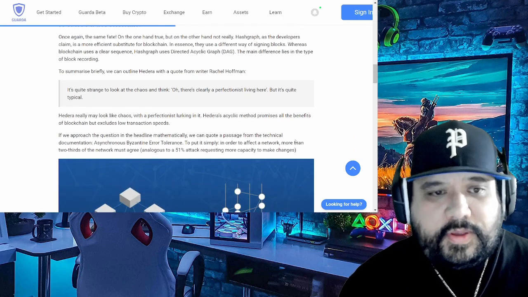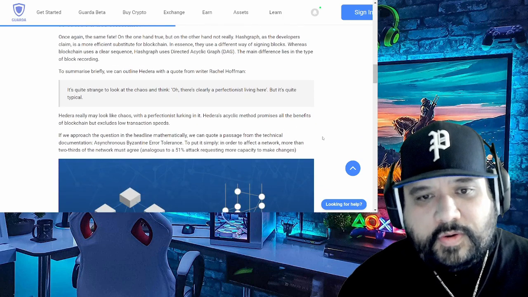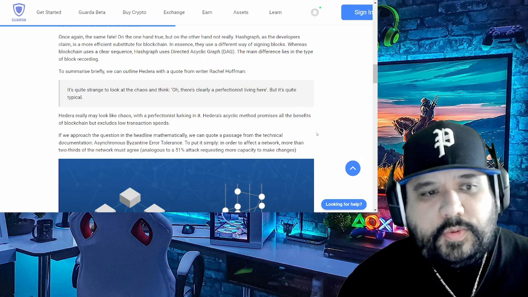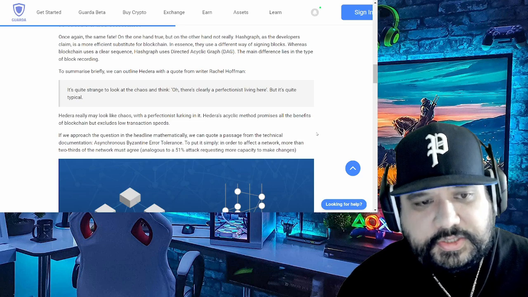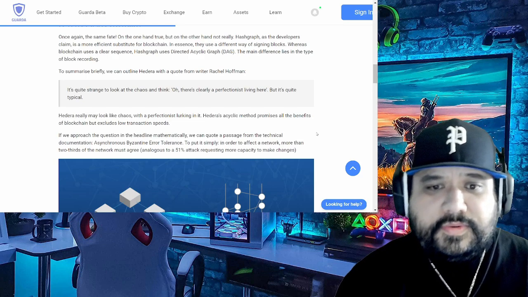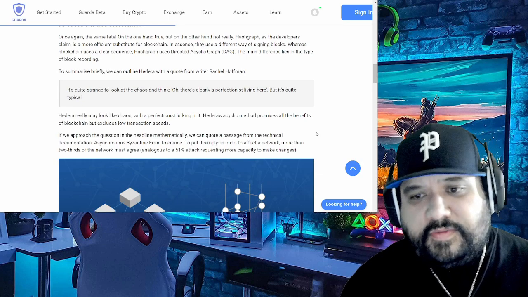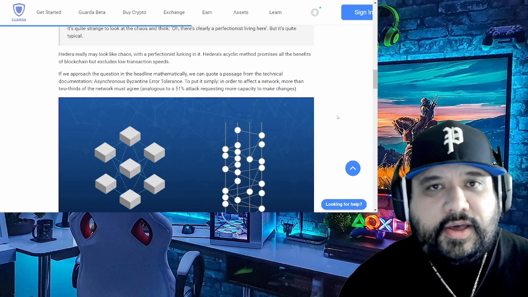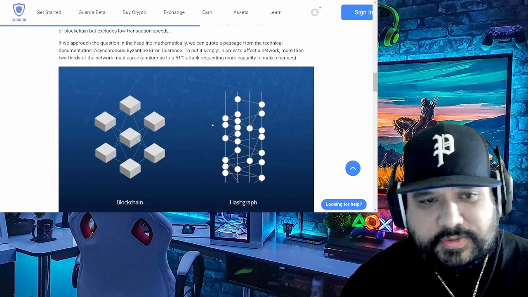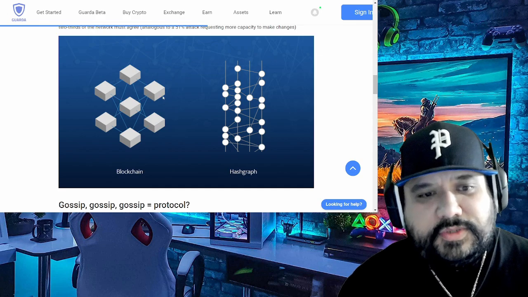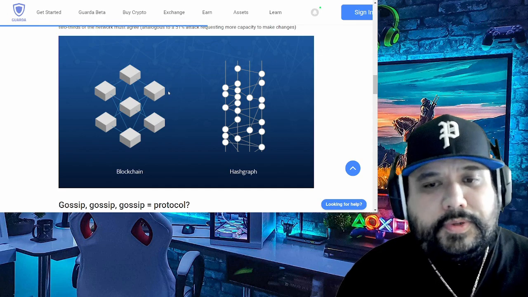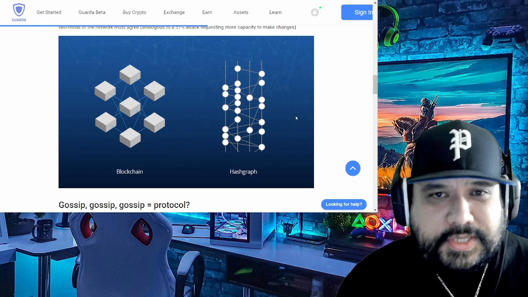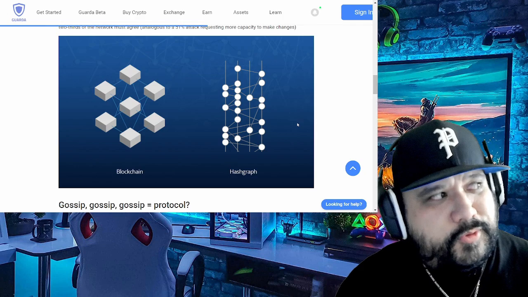To summarize briefly, we can outline Hedera with a quote from writer Rachel Hoffman. Yes, listen to this. States, quote, it's quite strange to look at the chaos and think, oh, there's clearly a perfectionist living here. But it's quite typical. Hedera really may look like chaos, and it does. When I first saw this, I'm going to scroll down here. I mean, blockchain just looks so uniform and so proper. And then Hashgraph is just all over the place. But think about this. So is gossip. Gossip is all over the place.